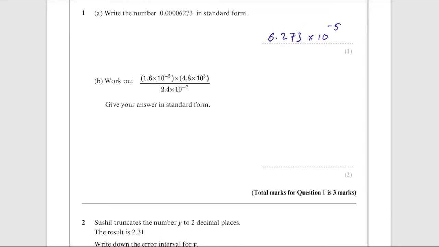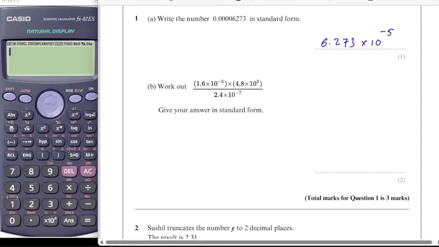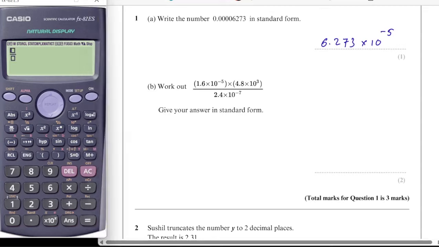The second one, work out giving your answer in standard form. So I'm going to go to my calculator for this one, and I'm going to type it in exactly as it appears. So open bracket 1.6 times by 10 to the minus 5, and I want to close the bracket, times by, and then type the second one in, 4.8 times by 10 to the 3, close bracket, and for my denominator I want 2.4 times by 10 to the minus 7. And provided I've typed everything correctly, I'll just do a quick double check. It looks fine. I'm going to press equals.